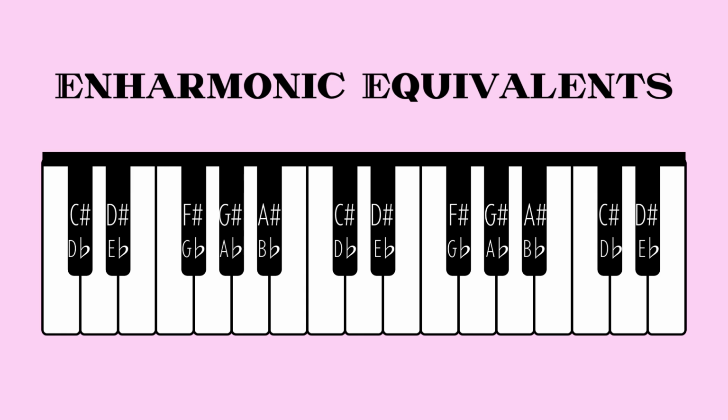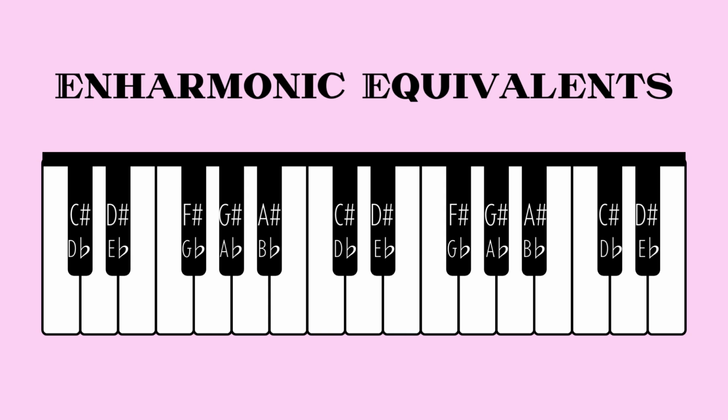In some of the examples we just discussed, we noticed that one note can actually have two names. So for example, C sharp and D flat are actually the same key. This is called enharmonic equivalence, when two notes have different names but sound identical. Some enharmonic equivalents include C sharp or D flat, F sharp or G flat, and A sharp or B flat.